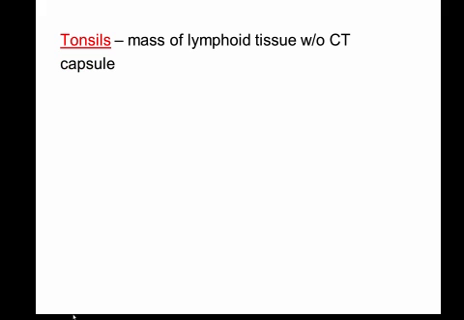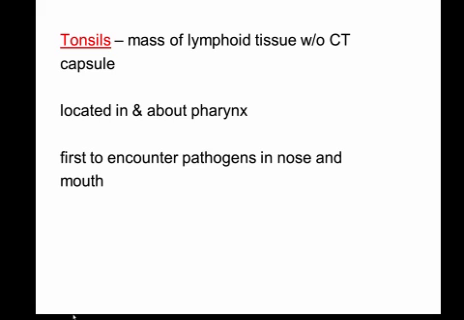The tonsils are also lymphoid organs. These are found in and around the pharynx, the throat. They contain tissue similar to the lymph node, however they are not encapsulated in connective tissue. This is the first opportunity for the immune system to respond to pathogens that may gain entry through the nose or through the mouth.